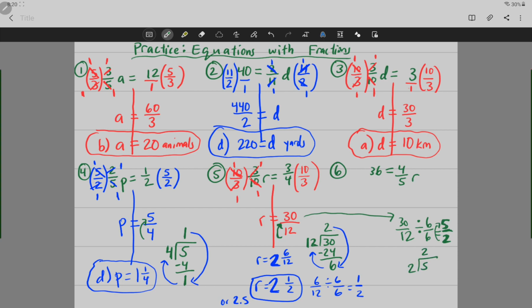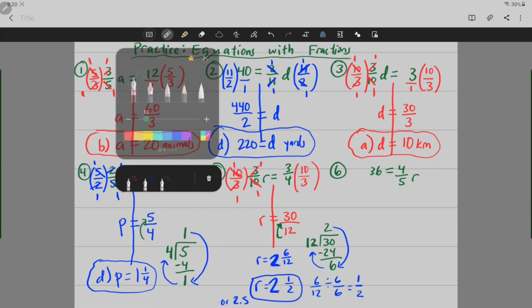2 goes into 5 2 times. 2 times 2 is 4. 5 minus 4 is 1. And you'll get the same answer that we got over here, 2 and 1 over 2, or 2.5. So it's going to be the same thing. But again, it's math. There are different ways to find the same answer. Just use whichever way is most comfortable for you. Okay, so with that said, I'm just going to erase this part. And we can look at the final question, number 6.